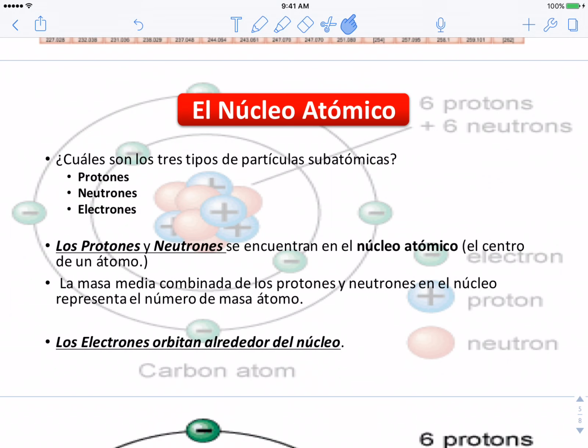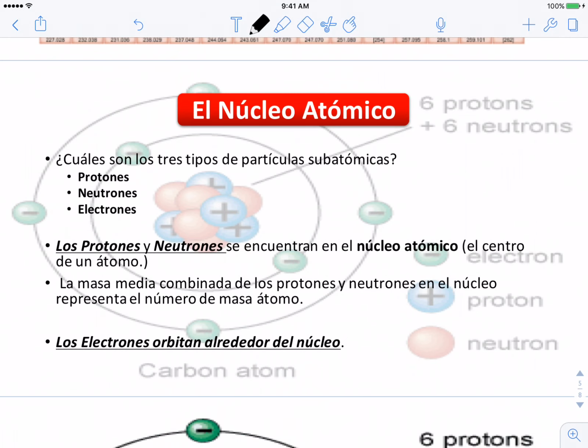El núcleo atómico is the nucleus of an atom. ¿Cuáles son los tres tipos de partículas subatómicas? So that would be protones, neutrones y electrones. Los protones y neutrones se encuentran en el núcleo atómico o el centro de un átomo. So protons and neutrons are in the center of an atom.